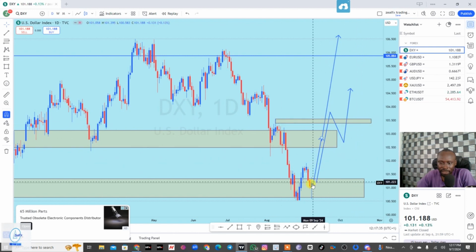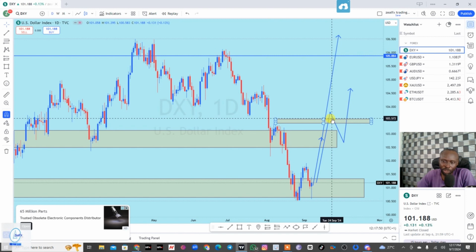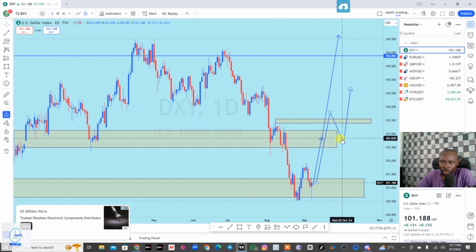So let's enjoy this reversal this week. We have to trade the reversal this week for price to go back to this weekly resistance. But if price closes above this weekly resistance, it shows that we expect a major bullish movement for the dollar index. So let's look at the EURUSD.